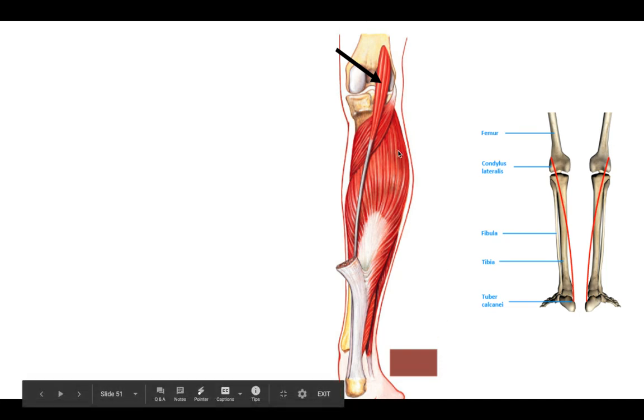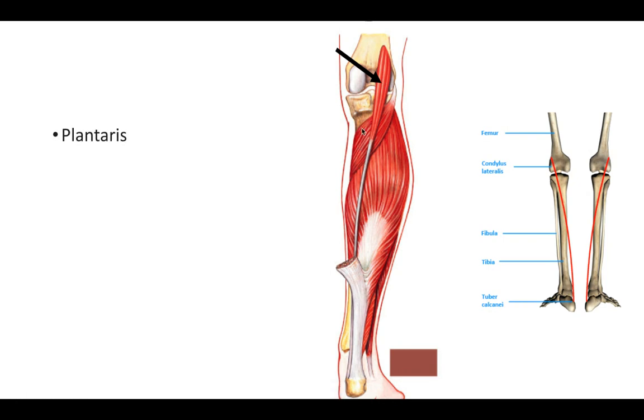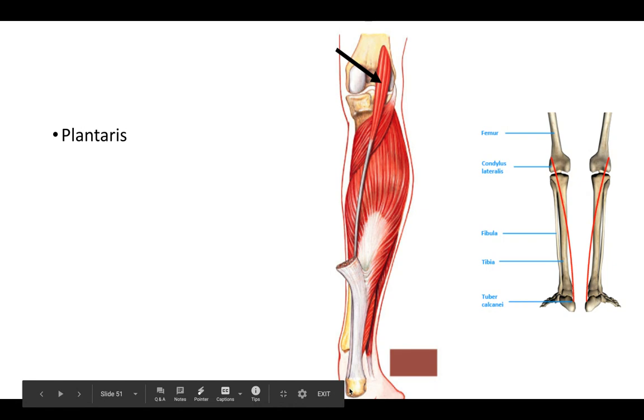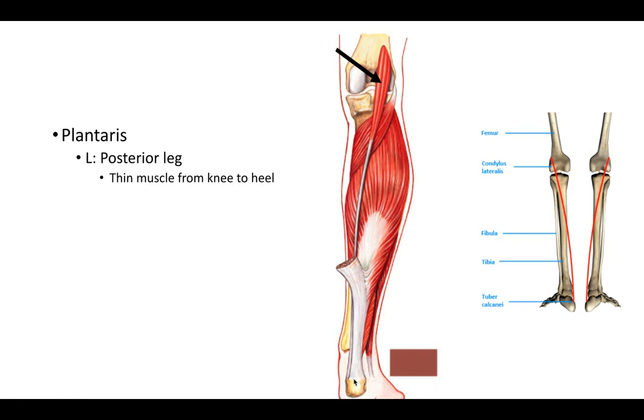Now, this next muscle, you can really only see if you get the calf muscle out of the way. This is called your plantaris. And so it's very, very skinny. You can see a little bit of it attaches up here to the top of the femur, but most of it is a tendon that runs down and makes a connection down here at the base of your foot. So it's on the posterior of your leg. It runs from knee to heel, right? So your knee joint down to your heel.